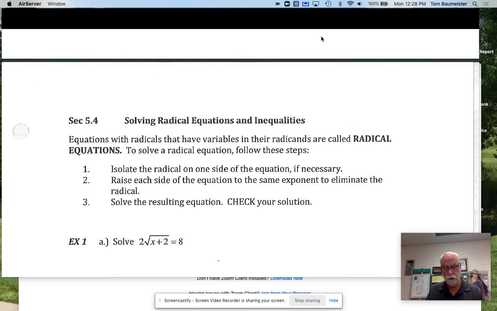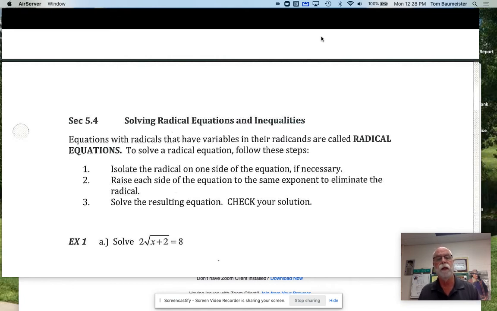All right, section 5.4 is solving radical equations and inequalities. We'll spend a couple of days on this. So equations with radicals that have variables in the radicand are called radical equations. To solve a radical equation, follow these steps.